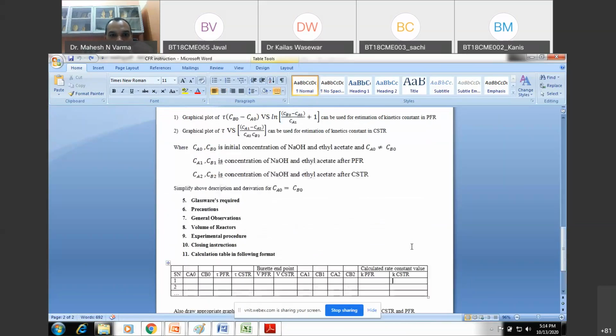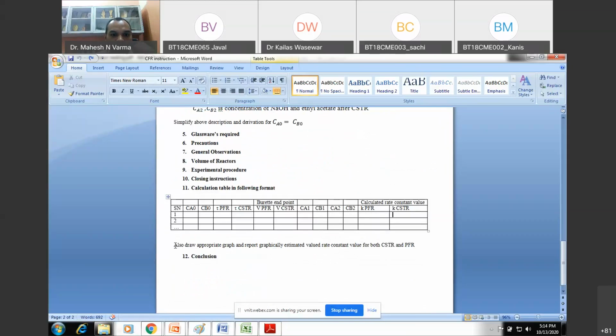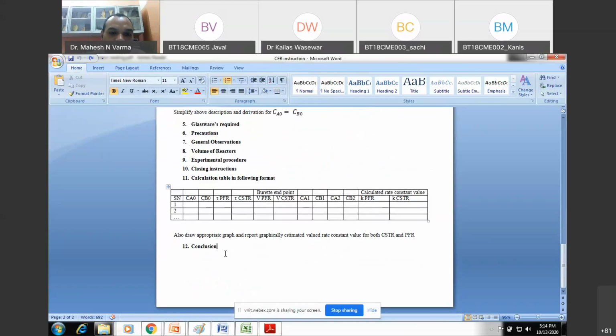and then plot the graph. Plot these two graphs and get the average value of the kinetic constant given by PFR and given by CSTR, draw the appropriate graph and report the graphically estimated value of the rate constant for both CSTR and PFR, and then at the end you write a conclusion. So this is what you are expected to do in this experiment, the combined flow reactor, and your submission date is next Monday by evening 5 o'clock.